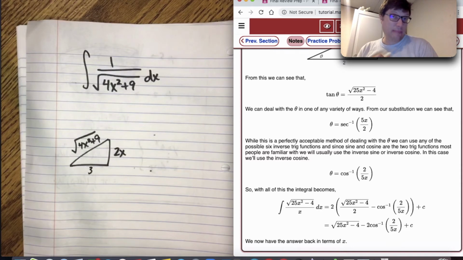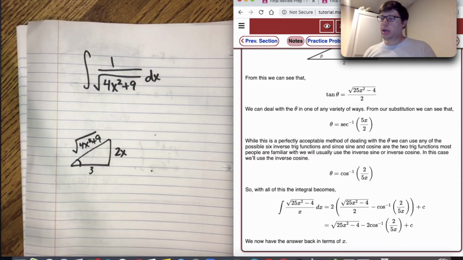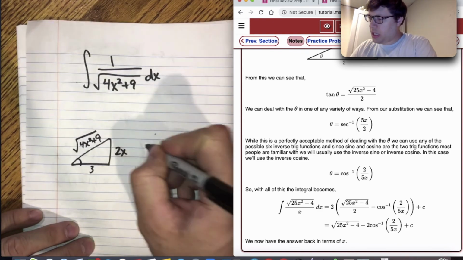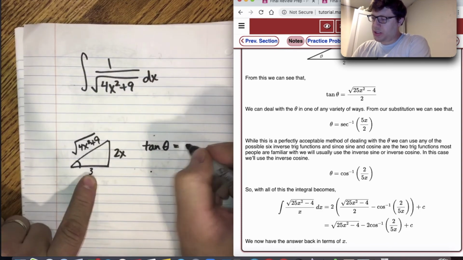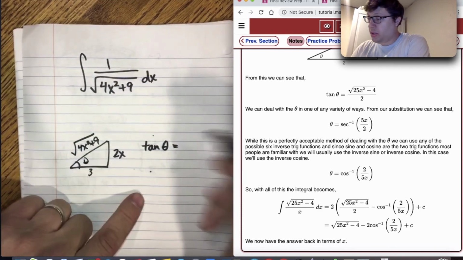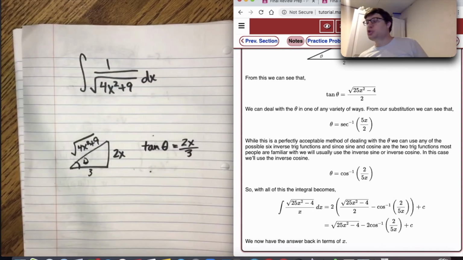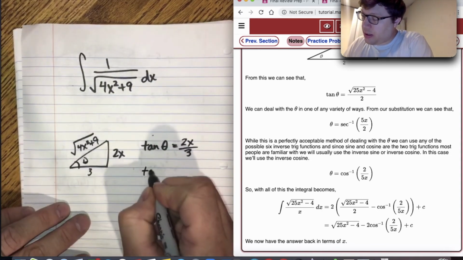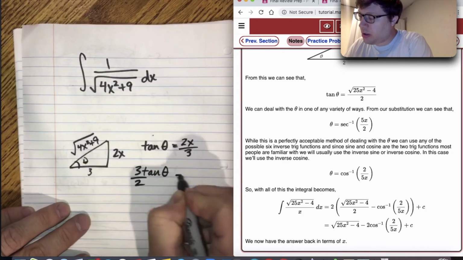Since that's what that makes it, then we can write out sine, cosine, tangent, etc. Let's go tangent. Tangent of theta is opposite over adjacent. I don't know why I put the 2x there. Maybe because I want the x to be in the top part of the fraction. Tangent theta is 2x over 3. Solving for x gives us tangent theta times 3 divided by 2.